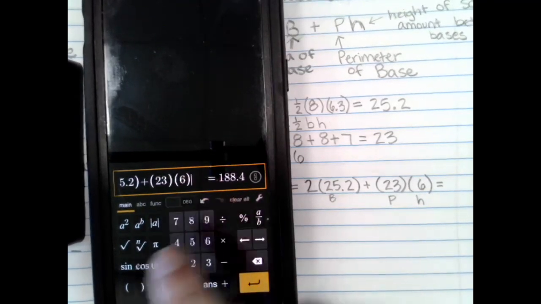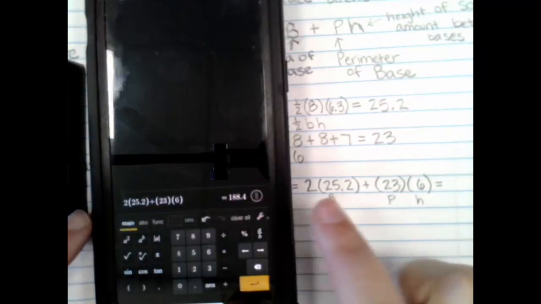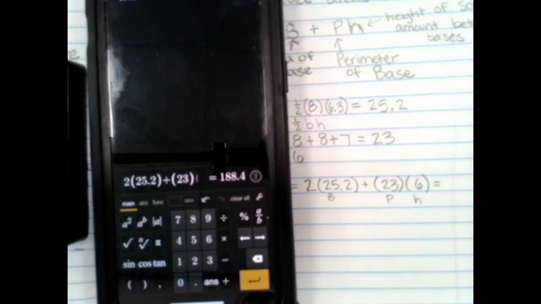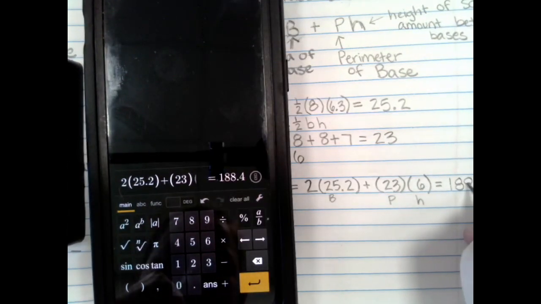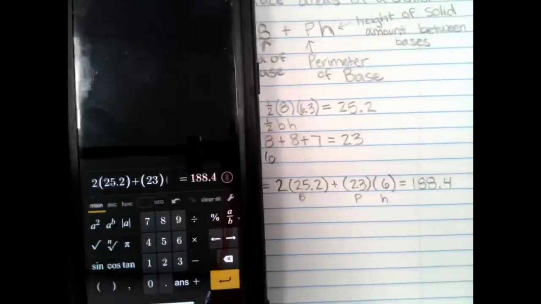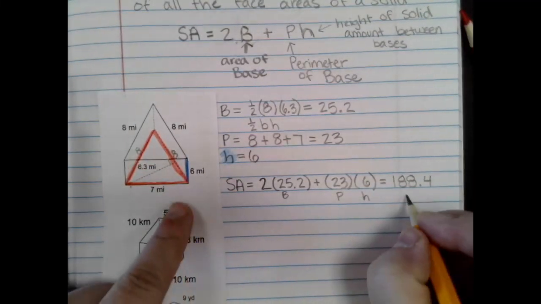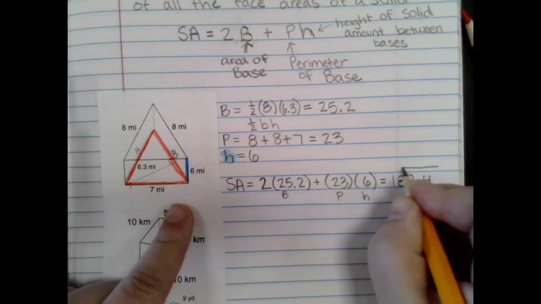In Desmos, since I have my font bigger so we can read it, it does have it all in there, but because I made my font bigger, it looks like it's cut off. And we get 188.4. Now we're talking about area, so we're still going to use the same area label. Here we have square miles, just like we did last chapter with that area.